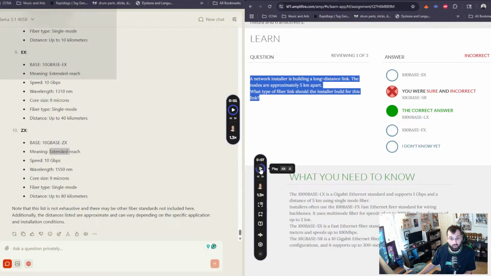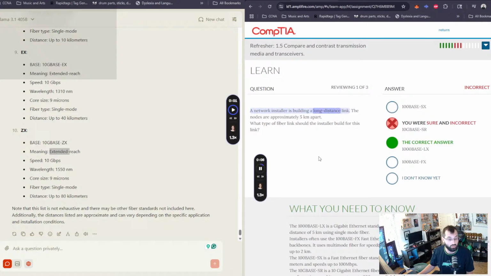So let's read the question again. I know I've spent way too long on this question, but I always get it wrong. A network installer is building a long distance link. The nodes are approximately 5 kilometers apart. And right there, long distance link, long wavelength, approximately 5 kilometers. What type of fiber link should the installer build for this link? He needs LX because that's single mode. That can go up to a distance of 5 kilometers. SX, SR is like 500 meters. FX, I don't know what it is, but I know that it's not a kilometer.